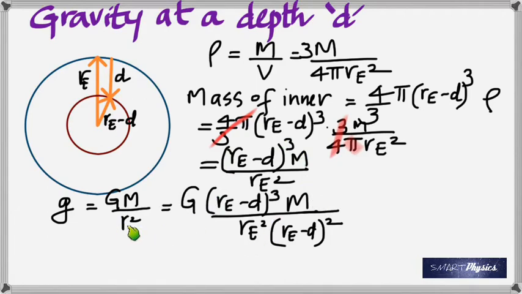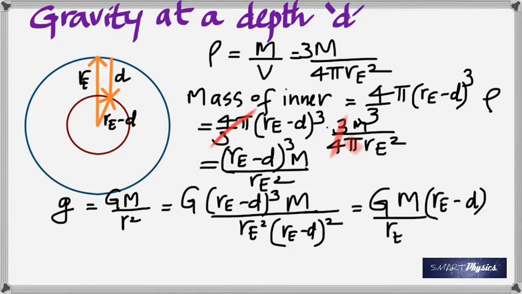And then I've got to divide by the radius squared, isn't it? And the radius is RE minus D squared. Okay. Now you can cancel, because there's a cube on top and a square in the denominator. Cancel that, and you get this.